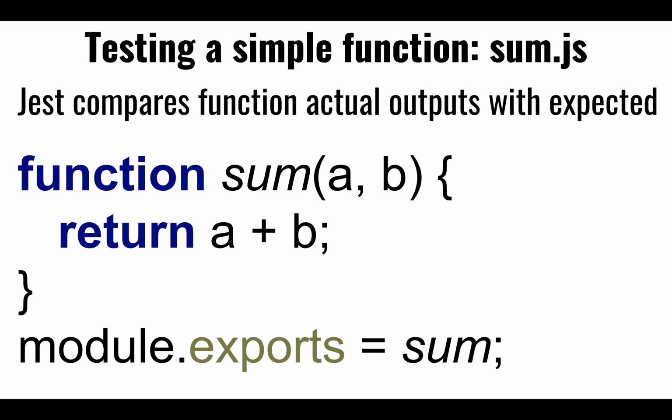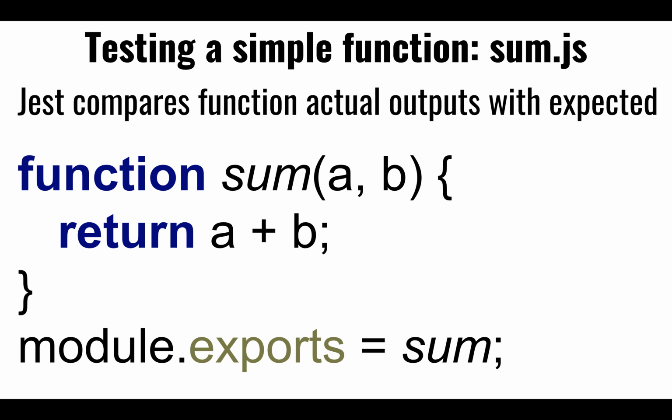Just to see an example of how Jest works, let's look at a very trivial demo here. Here we have just a simple function that takes two arguments and returns the summation of those two values, a plus b. Notice that we're using the Node.js implementation of modules, self-contained module code, and we're exposing the sum function outside of this file. This file is called sum.js.